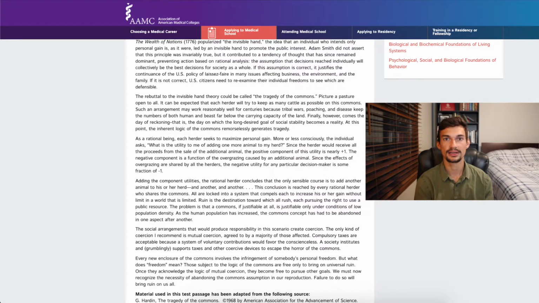The assumption that decisions reached individually will collectively be the best decisions for society as a whole. So this seems like important information. It's talking about a specific assumption. That might be a sentence that I highlight. It then says, if this assumption is correct, it justifies the continuance of the US policy of laissez-faire in many issues affecting business, the environment, and the family. If it is not correct, US citizens need to re-examine their individual freedoms to see which are defensible. Now, so far this passage has really only given us information, and it seems like the author is relatively neutral up to this point in the article.